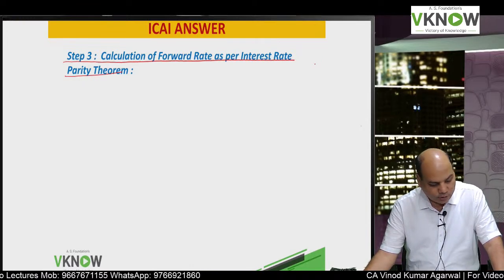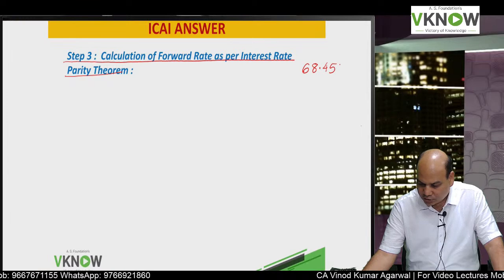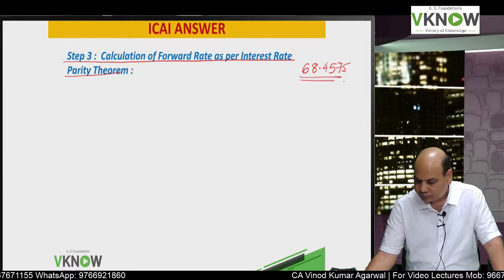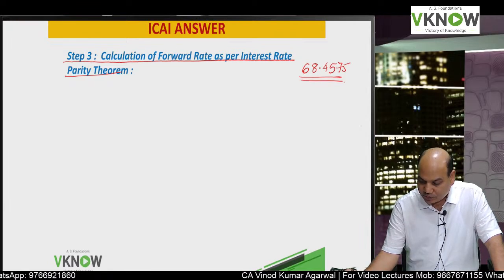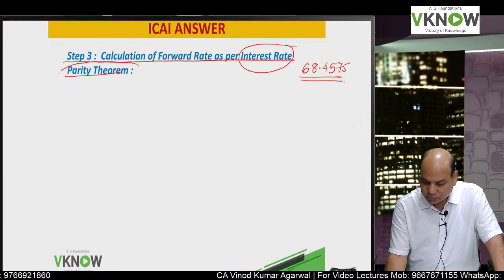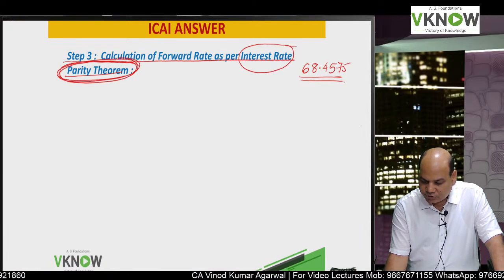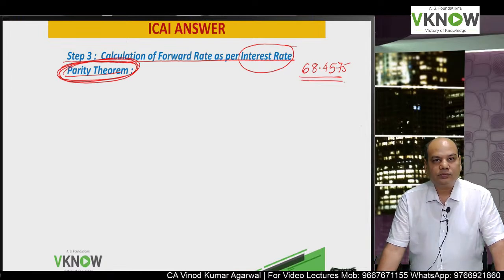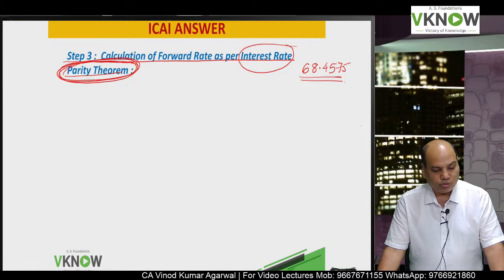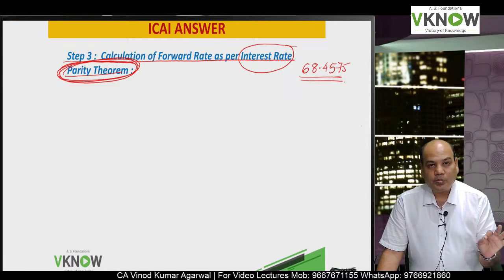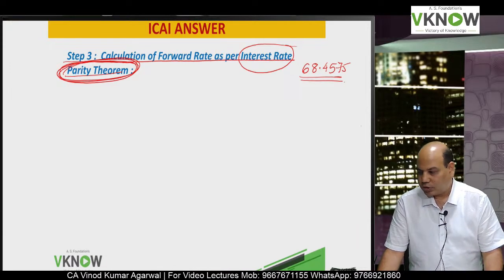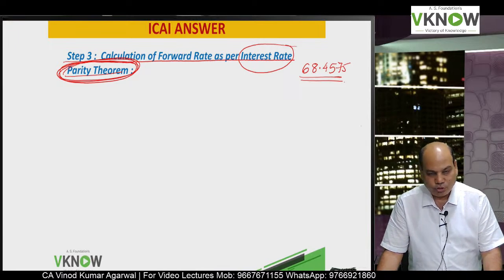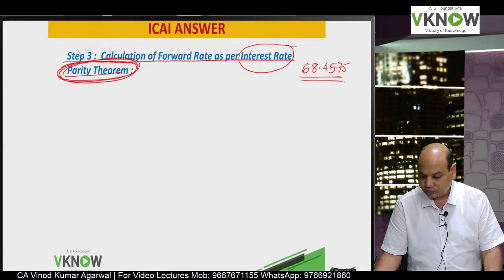When you take a forward contract with the bank, we have to pay at the rate of 68.4575. But suppose we don't take forward cover, what would be the exchange rate after 6 months? We will find out what the exchange rate would be after 6 months using the interest rate parity theorem.